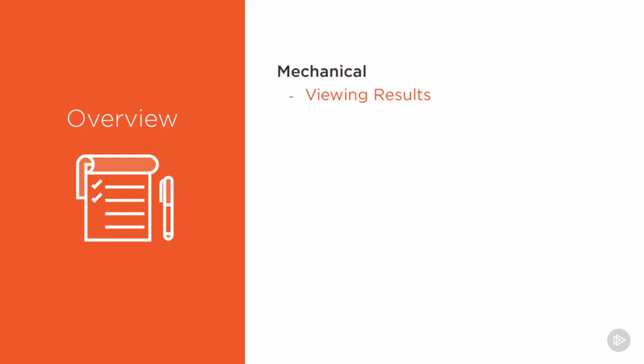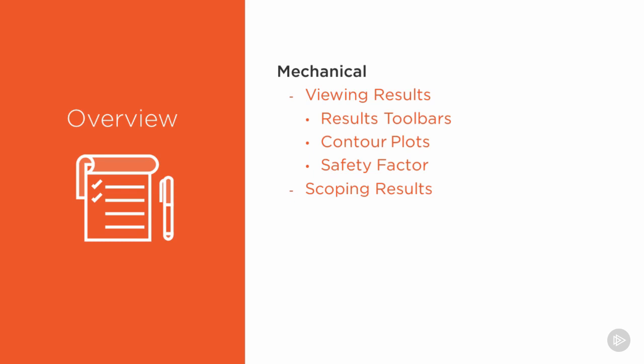We will be talking about viewing the results and more specifically explaining the results toolbar and how to make contour plots and viewing the factors of safety for the parts. We will then go over scoping results, which includes plotting results on individual parts and surfaces, and then we'll talk about convergence tools available in order to be more confident with our results. And then finally, report generation, where we can create reports for submission. So let's go ahead and get started.